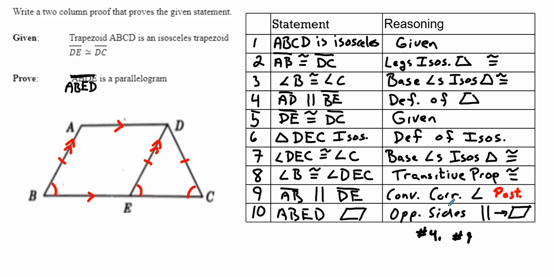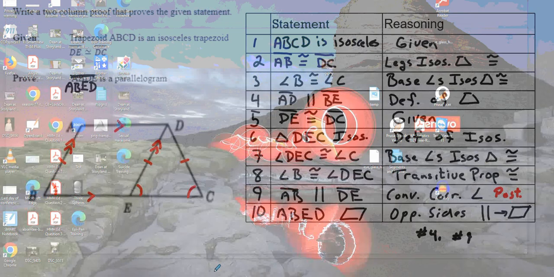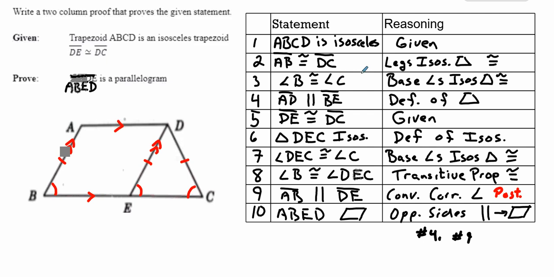It's not just do what we're currently working on and call it done. No, we've got to synthesize. We've got to bring together a lot of ideas, including what we're currently working on, but also stuff that we've done in the past. Yeah. So that's the walkthrough for that proof of proving that ABED is a parallelogram. We got to it at the end of class.